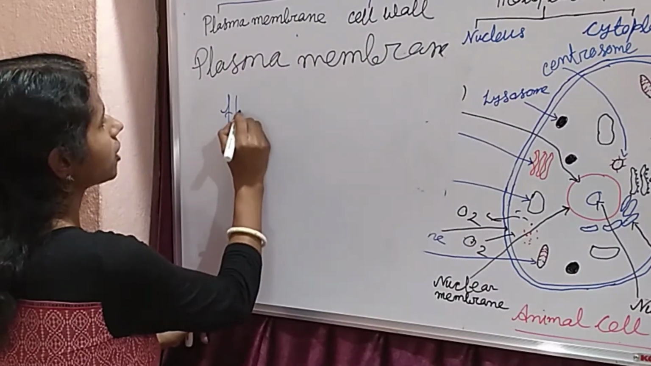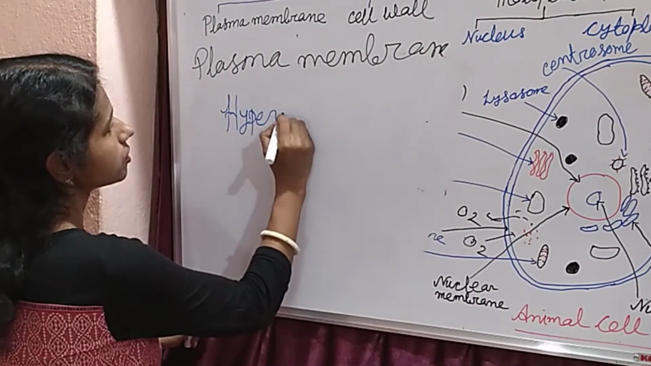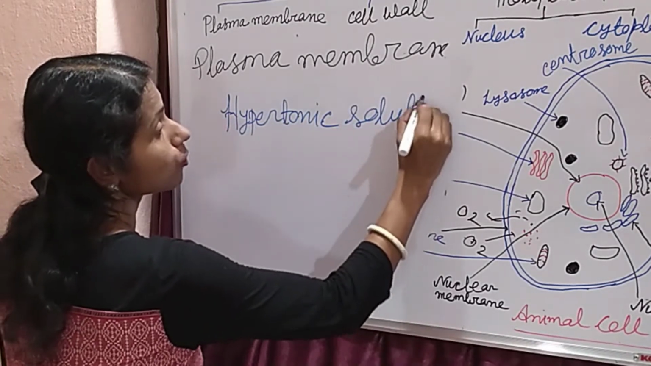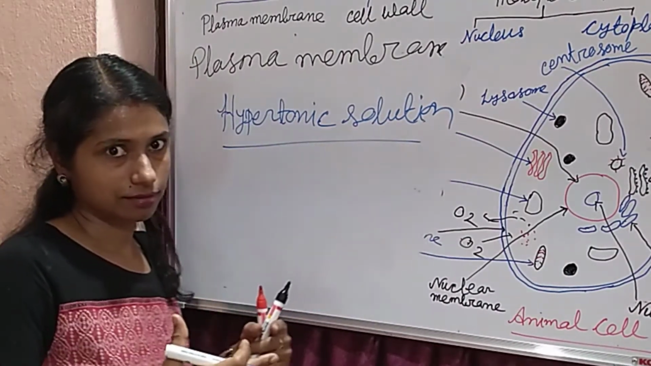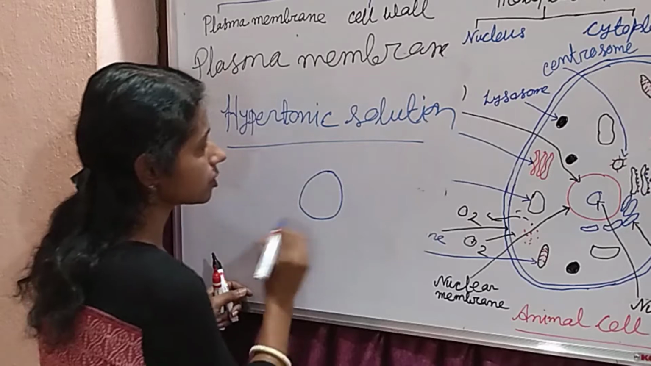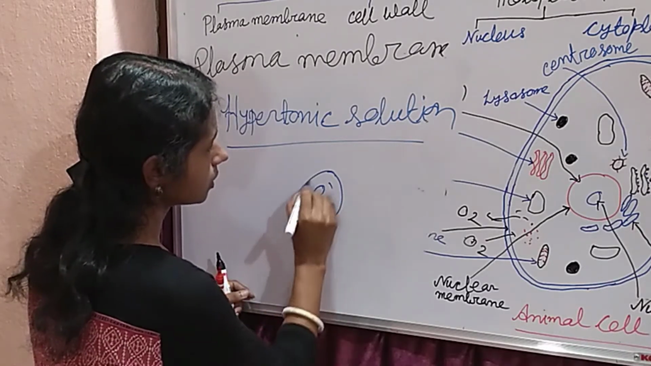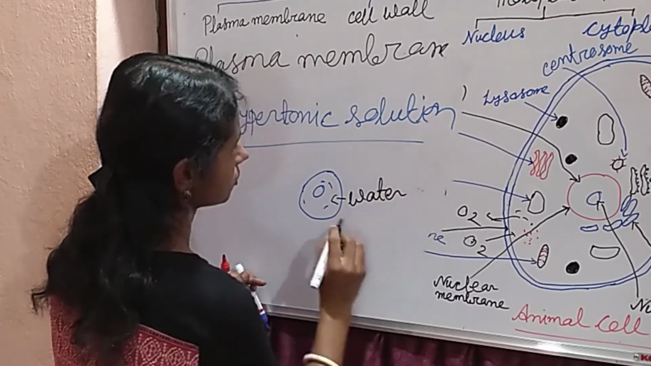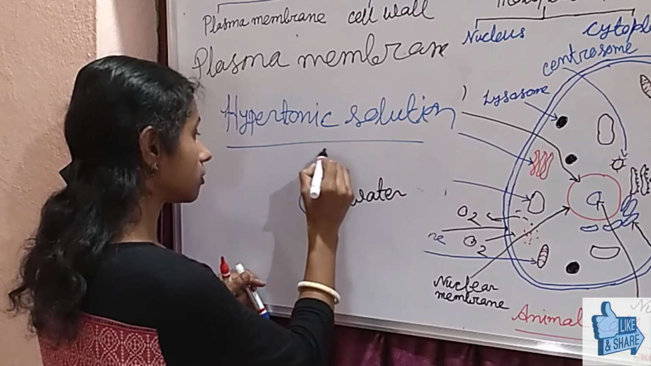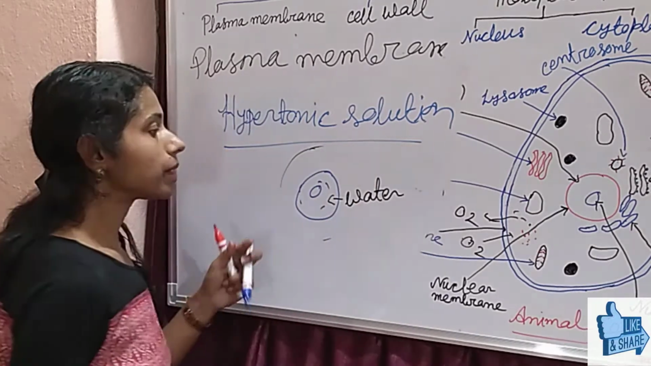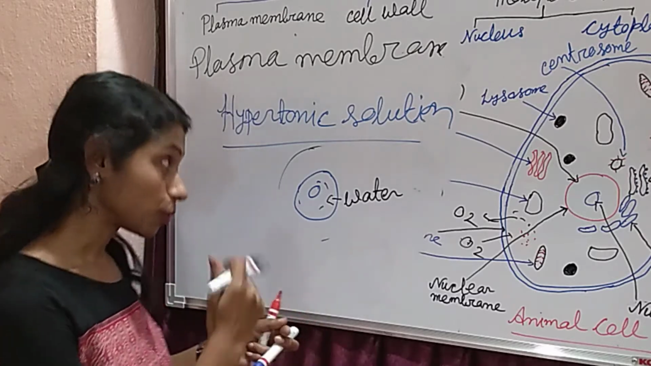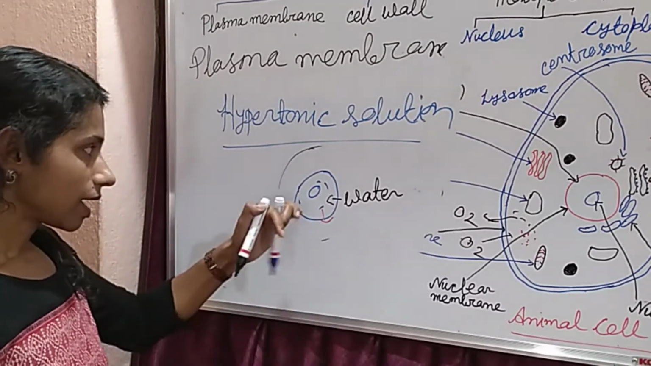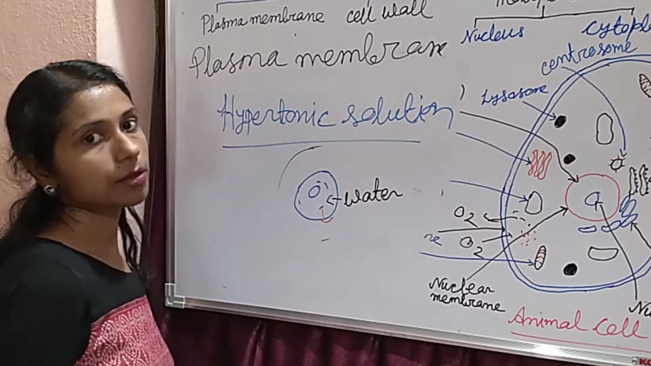we will discuss hypertonic solution. Now what is hypertonic solution? Hyper means more. So it means inside the cell, the water percentage is more. Here, the water percentage is more. Now what will happen? Outside the cell, in the medium, the water concentration is less. So obviously, water will push out of the cell and the cell will release the pressure.